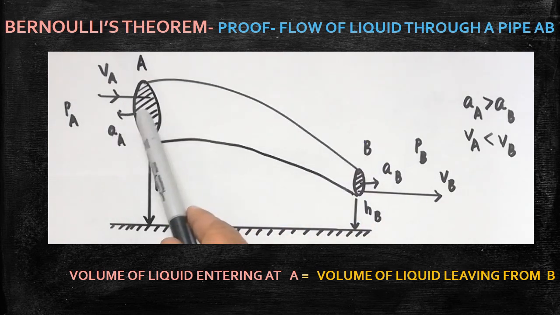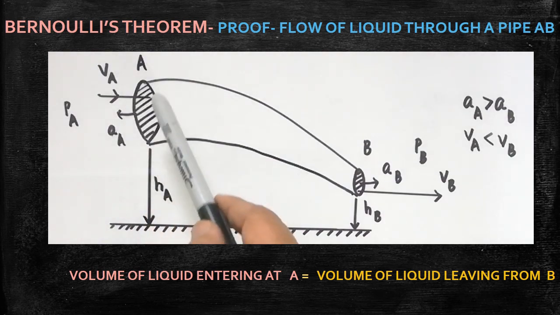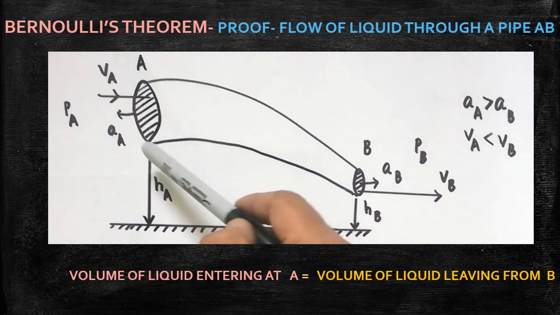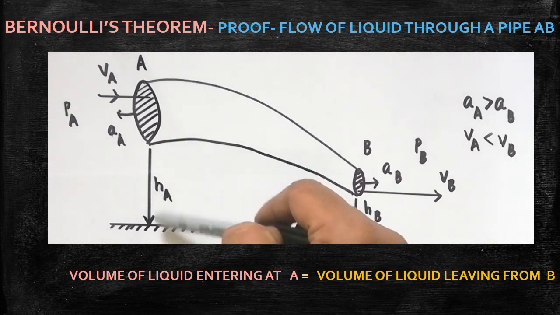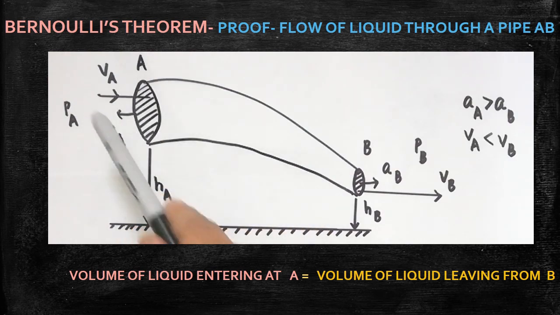Here at the A end, the area of cross section is AA. When the liquid enters the pipe, the velocity of the liquid is VA. And the A end is kept at a height of HA from the ground level. The pressure of the liquid at the A end is PA.